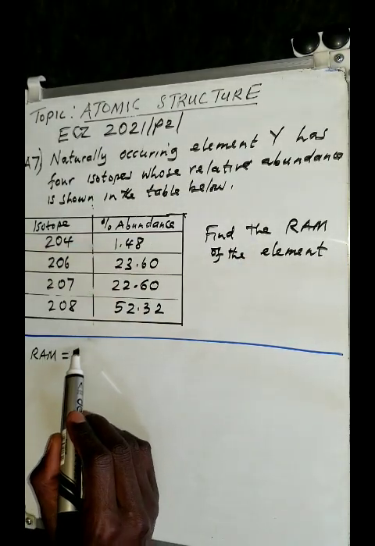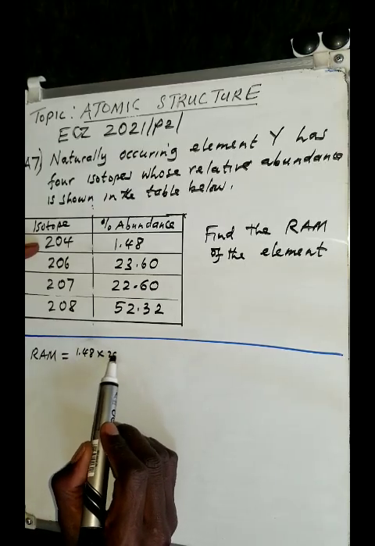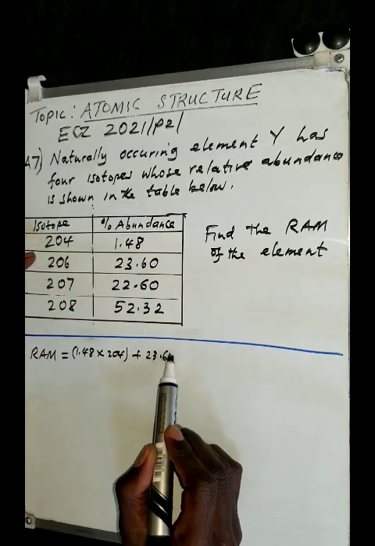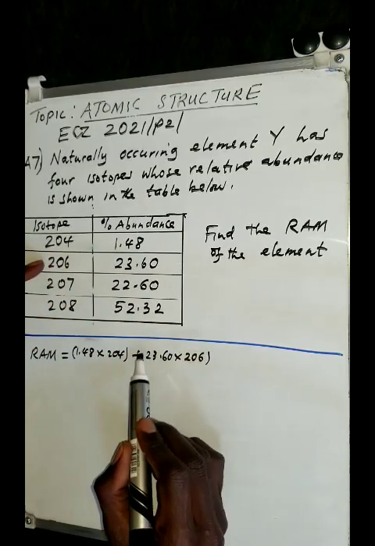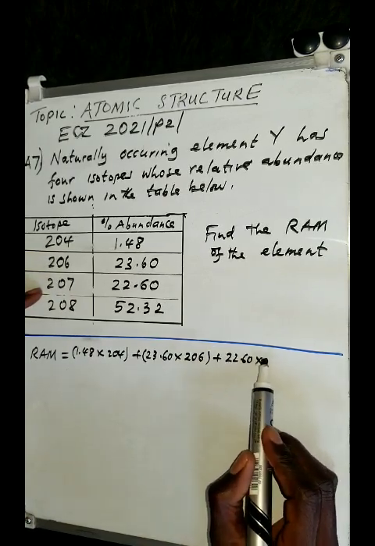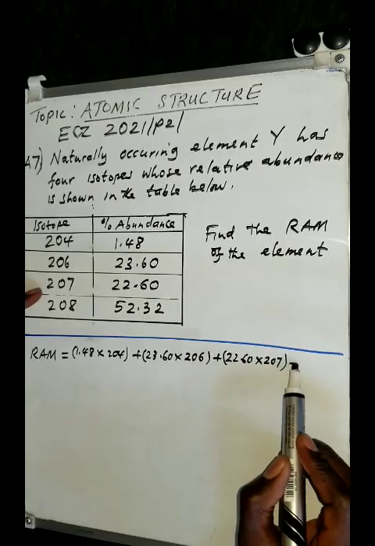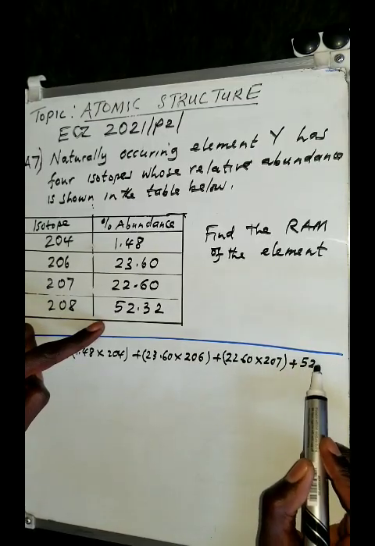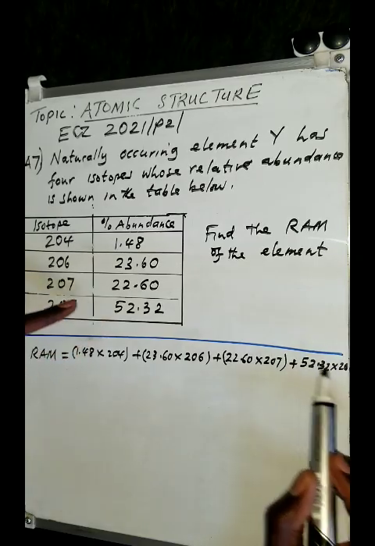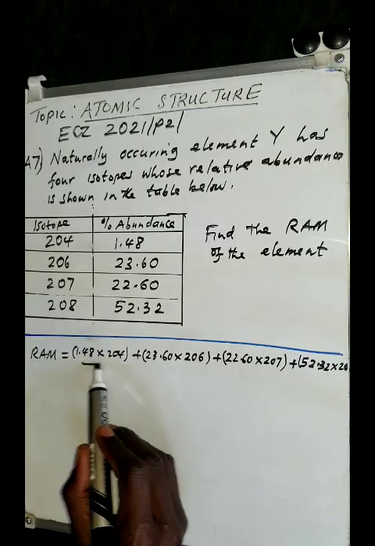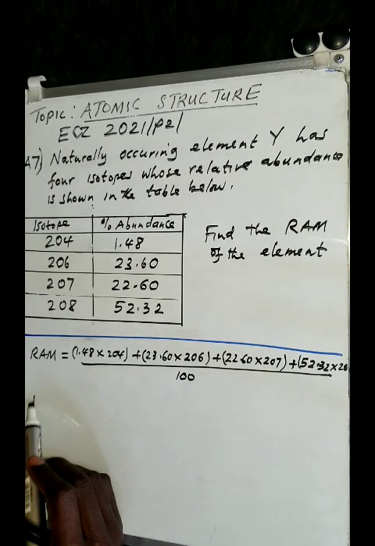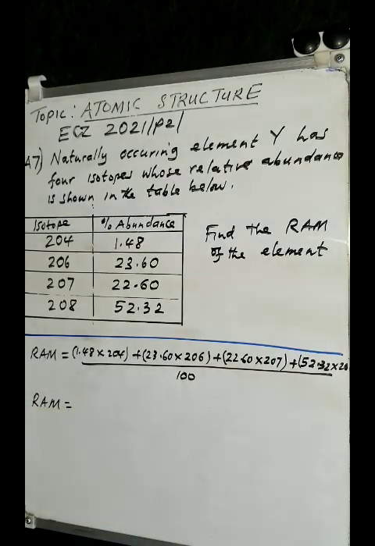So what you do, you simply say 1.48, you multiply by 204, close bracket, plus, you go to this one, you say 23.60 multiplied by 206 plus, you go to the next one, which is 22.60 multiplied by 207, close bracket, plus the last one, which is 52.32 times 208. Yeah, you enclose it also in bracket. Whatever you get, you divide, remember, by 100. That is what we did say there. So this was a simple question. You didn't even need to struggle in this exam.